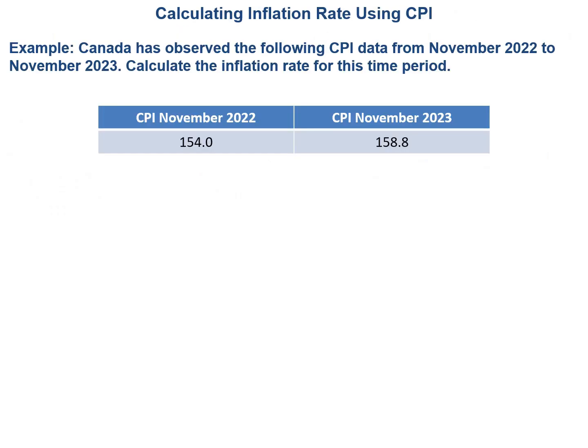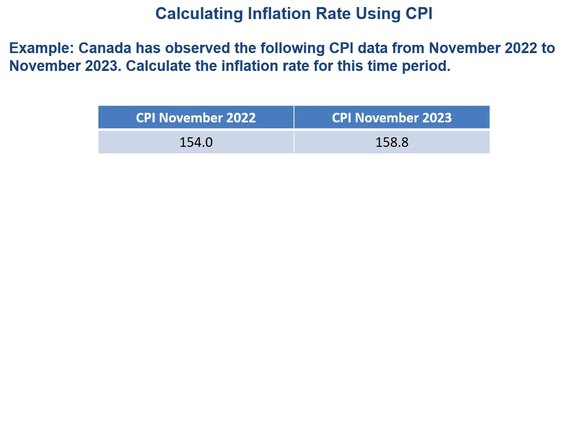Now let's do an example. Canada has observed the following CPI data from November 2022 to November 2023. Calculate the inflation rate for this time period. As we can see, the CPI in November 2022 was 154.0, and the CPI in November 2023 was 158.8. So we're going to be calculating the inflation rate over this 1 year span between November 2022 and November 2023.